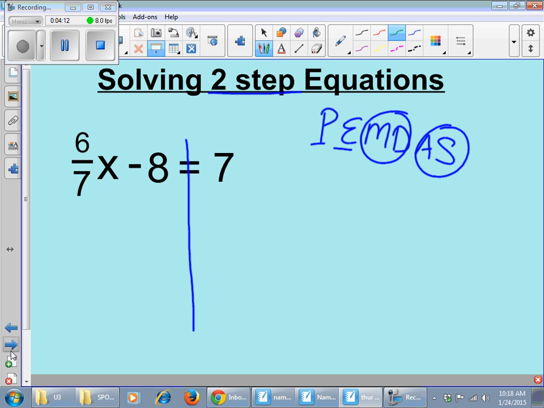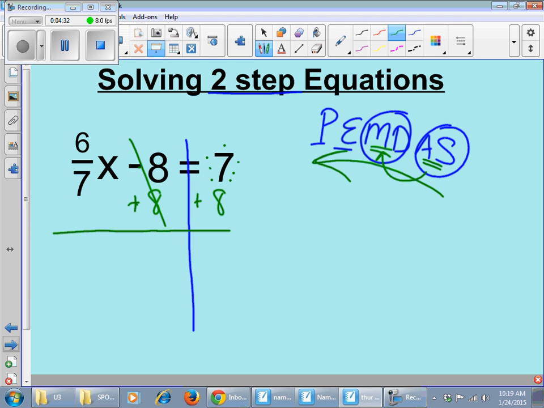Since we're working opposite in an equation, you work in the opposite order of PEMDAS. You cancel out addition and subtraction before multiplication and division. So I'm going to cancel out this minus 8 by doing plus 8 on both sides of the equal sign. Minus 8 plus 8 simply cancels out. 7 plus 8, you solve. 8, 9, 10, 11, 12, 13, 14, 15. Equal sign stays in the same spot. 6/7 x has not been canceled, so it comes right down.